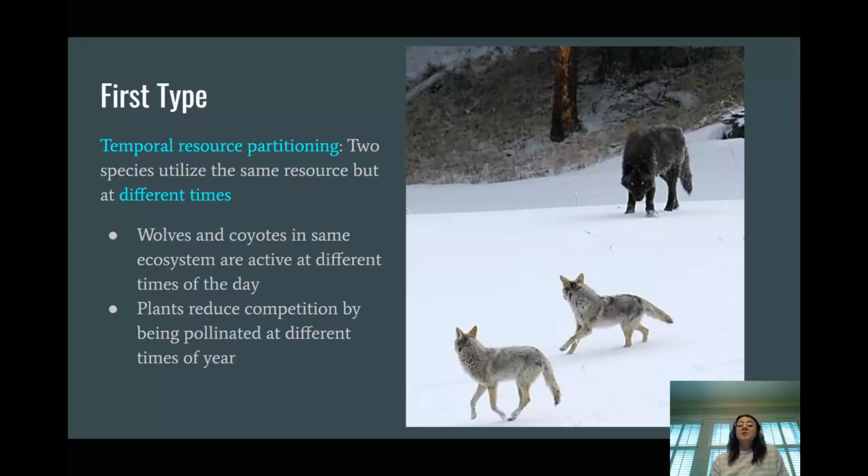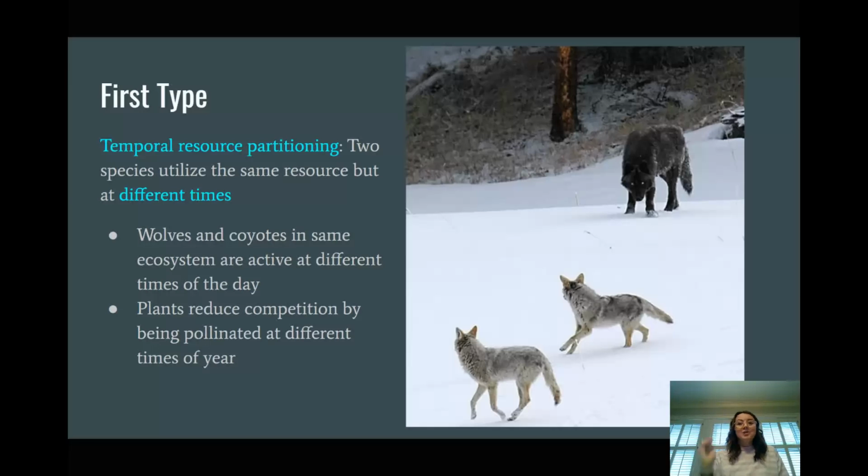The first type of resource partitioning is temporal resource partitioning. Temporal is time. An example of this would be wolves and coyotes that live within the same ecosystem. They're going to choose different times to hunt, so they're not trying to hunt at the same time. And likely, if they're hunting at different times, their prey is going to be different as well. Another example of temporal resource partitioning is plants that are pollinated at different times of the year.